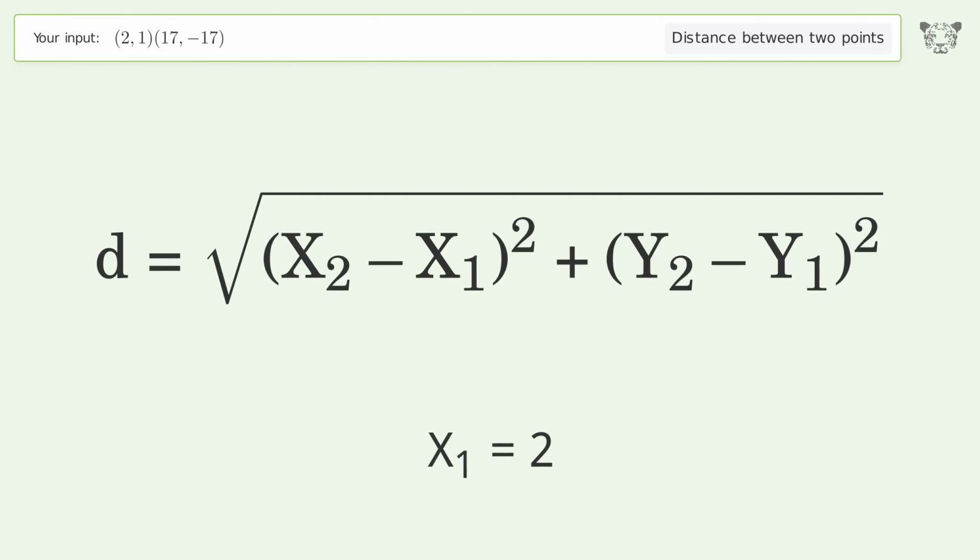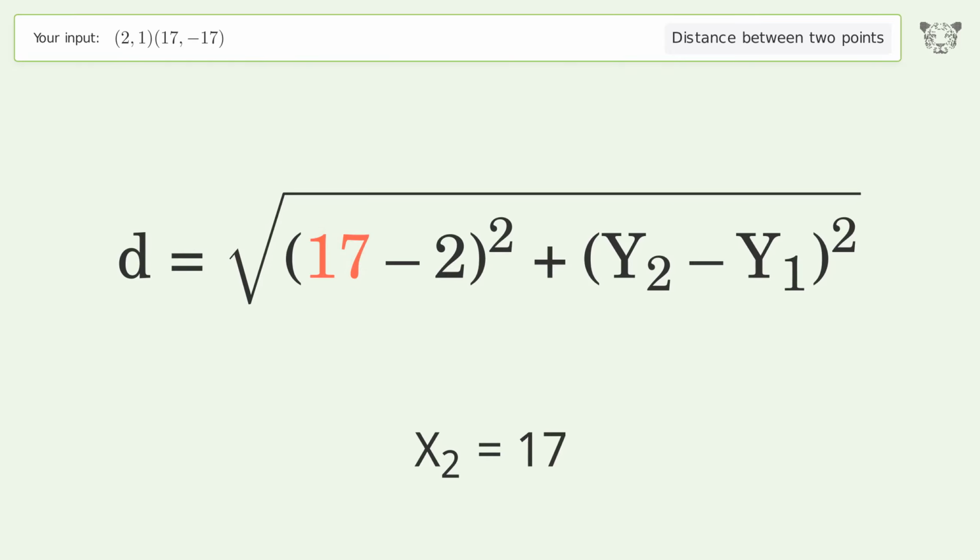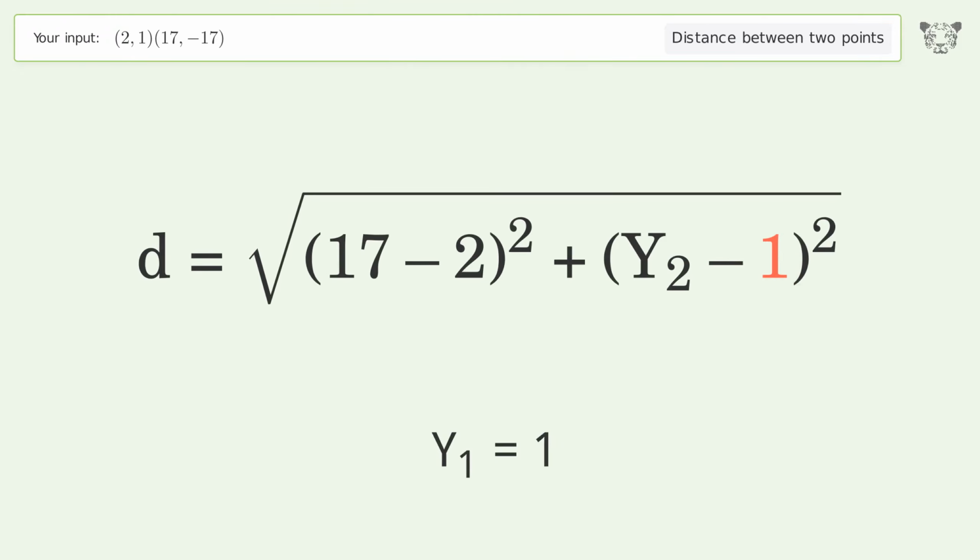x1 equals 2. x2 equals 17. y1 equals 1. y2 equals -17.